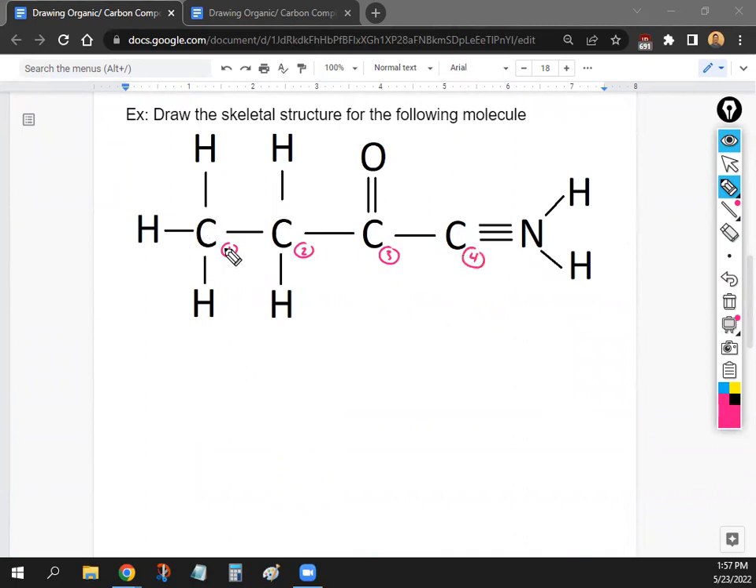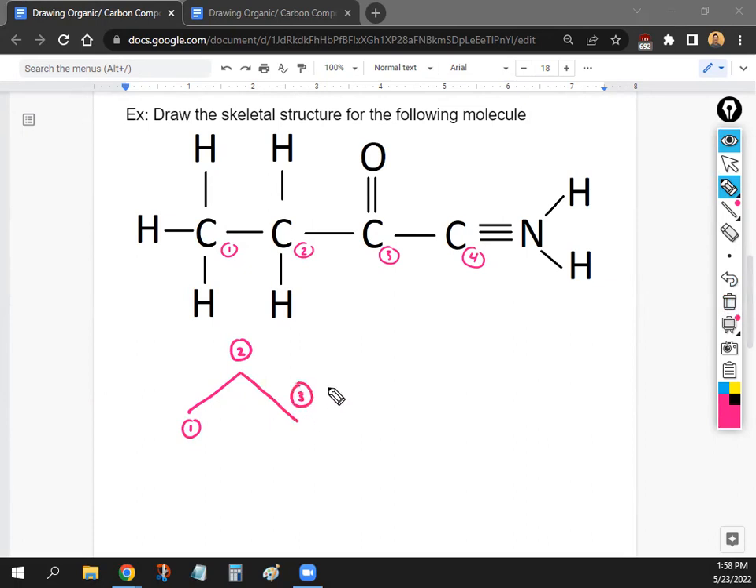So let's get started. Carbon number 1 only has hydrogens on it, so we can ignore the hydrogens and we can create this corner, and this will represent carbon number 1. Carbon number 2 also only has hydrogen, so we can ignore all those, and so this is carbon number 2. Just by drawing this line, we have done this half of the molecule. Okay, let's go to carbon number 3 now.